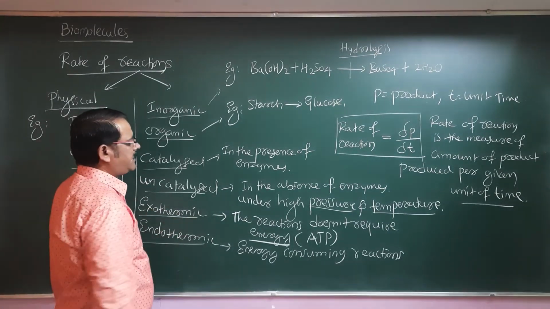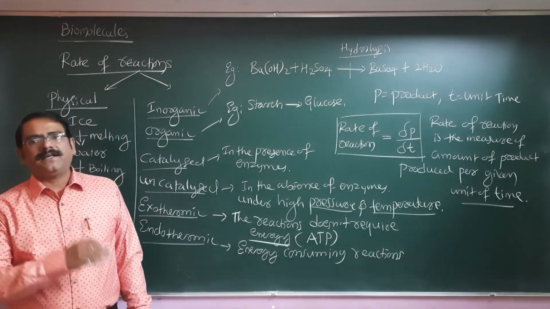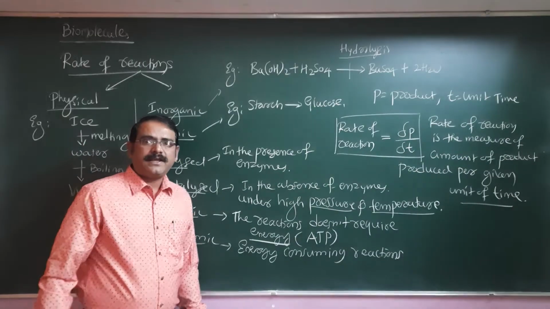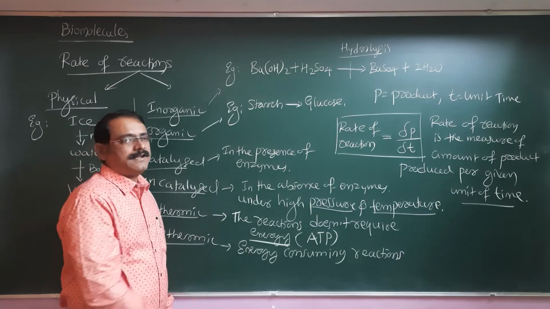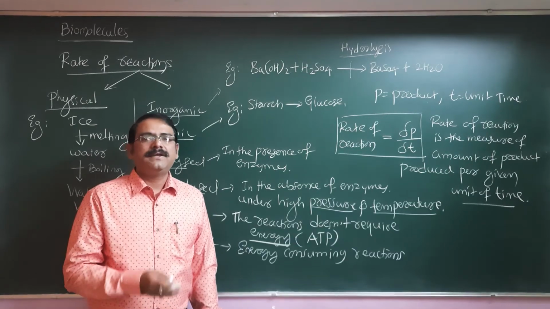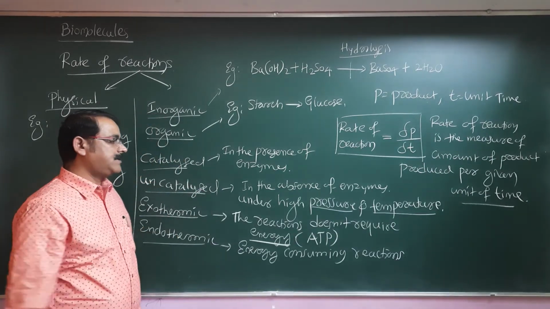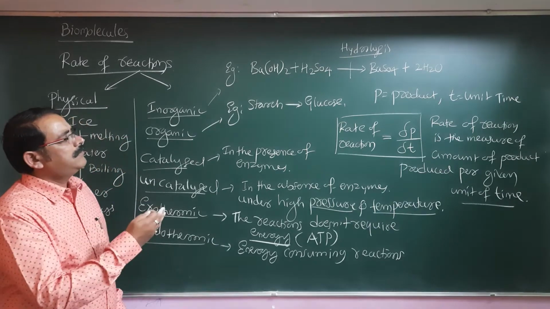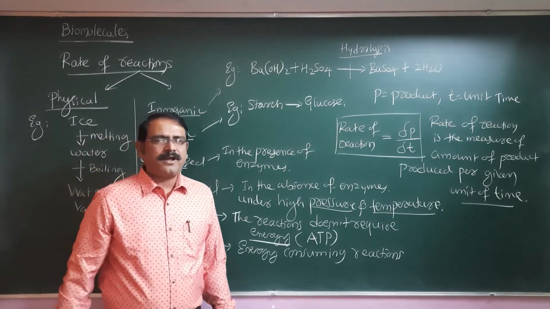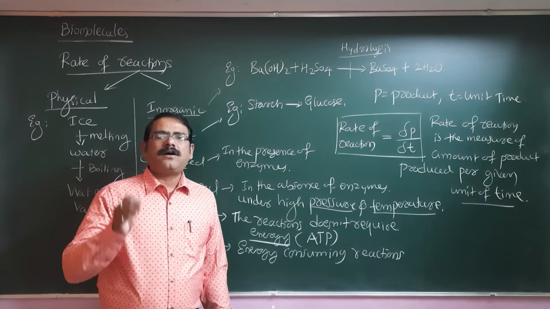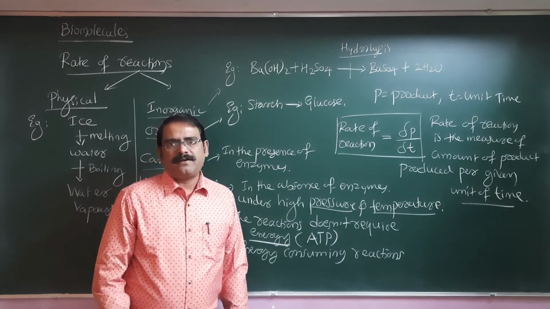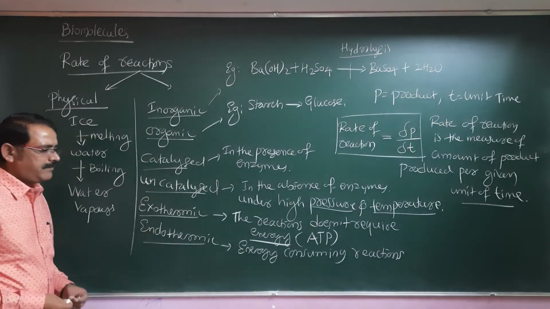So exothermic reactions, whatever happens inside the body, where energy is released in the form of heat, don't require any kind of energy for themselves, they release the energy. Whereas endothermic means inside the body something needs to happen, that time it requires the energy, and that is an energy consuming reaction. So rate of reaction is denoted as delta P by delta T. P refers to the product, T refers to the unit time, the amount of product produced per given time. That is the measure of rate of reactions. Well, so we have understood these.